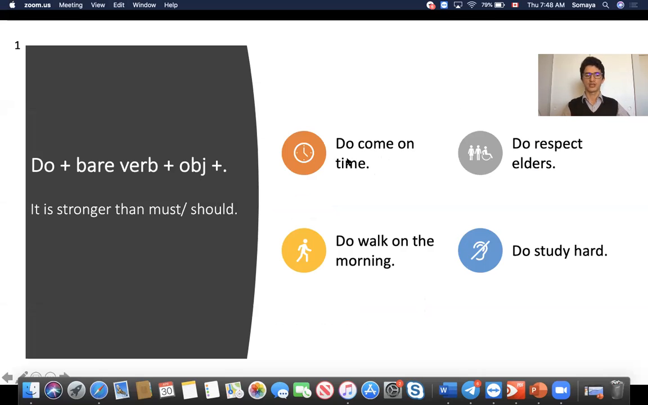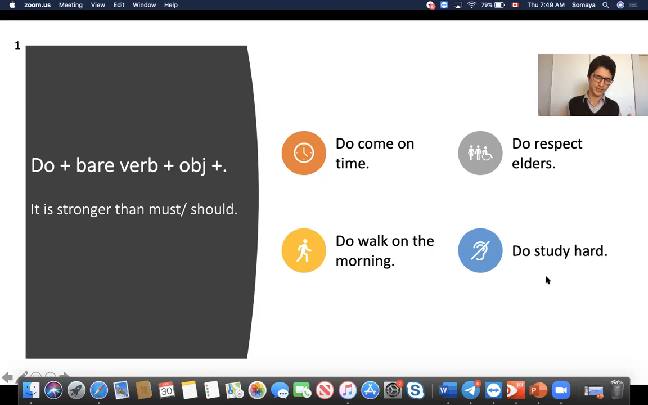Do come on time. So remember, when you use do plus bare verb plus object or complement, it is stronger than must and should. You know how strong must and should are, but when we use an emphatic sentence in this structure, it is stronger than must and should. Do come on time means there is no other option. You have to come on time. Do respect elders. It is a very important order. And do walk in the morning. Do study hard.